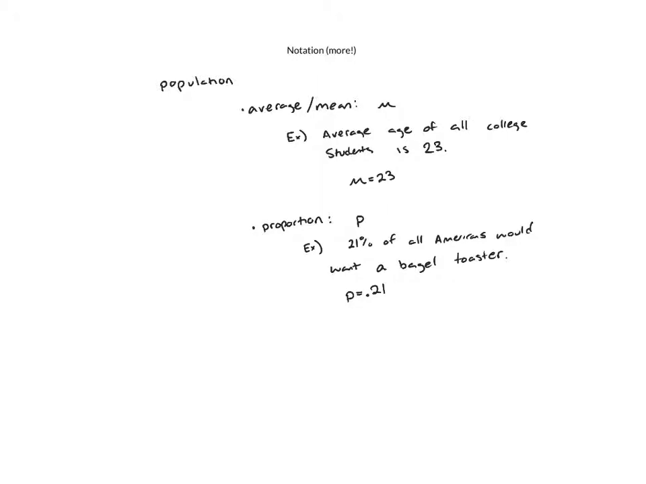Average, mu. Proportion, p. The final one we'll talk about is standard deviation. Once again, if you're not familiar with this, it's okay. We'll be introducing it later on. Standard deviation for the population is represented using a sigma. Because these are coming from the population, because it means I asked everyone or got everyone's opinion, these are parameters.